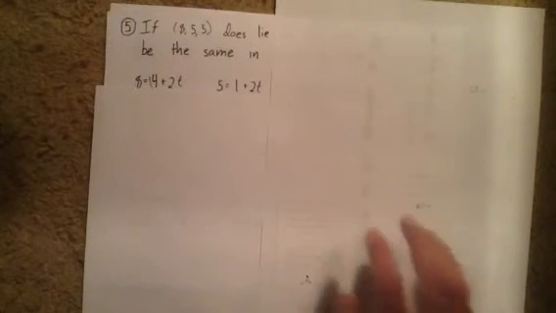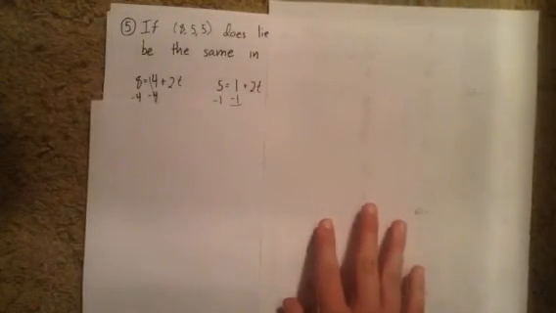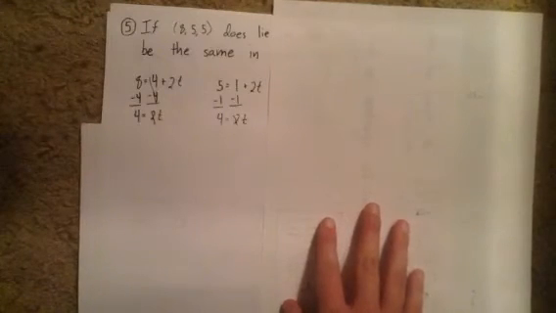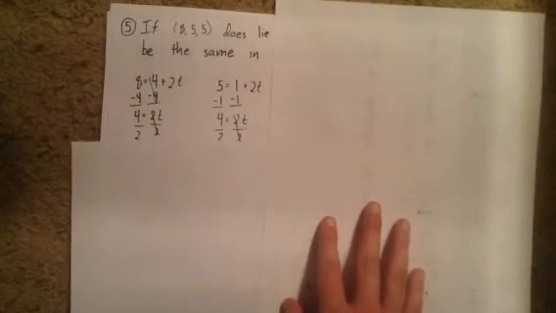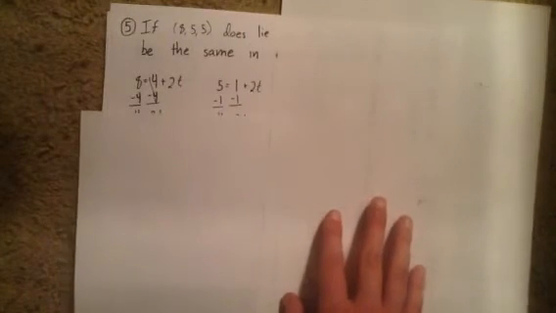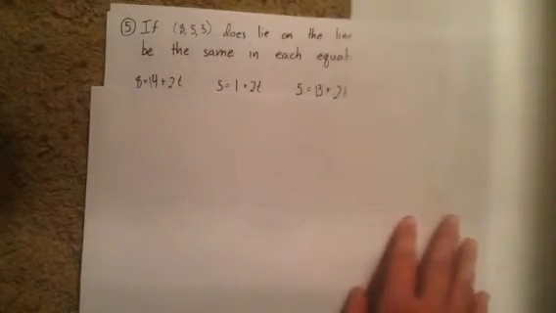So, on to the next one. 5 equals 1 plus 2t. Subtract 1 on both sides. Divide by 2. 2 equals t. So far, everything is working out.